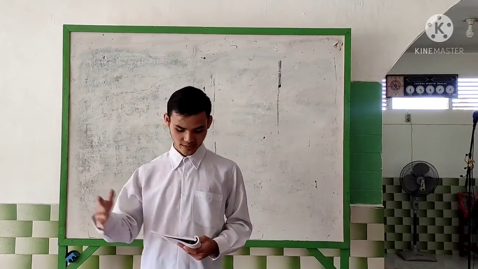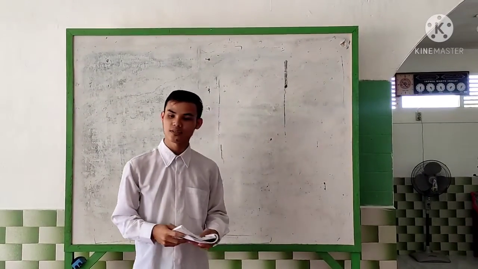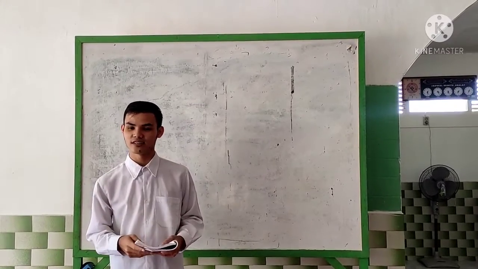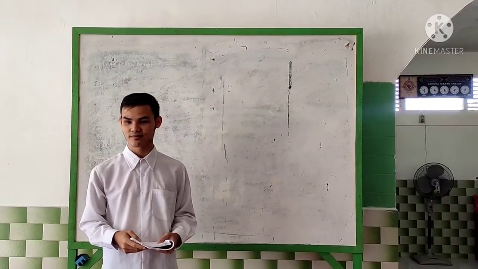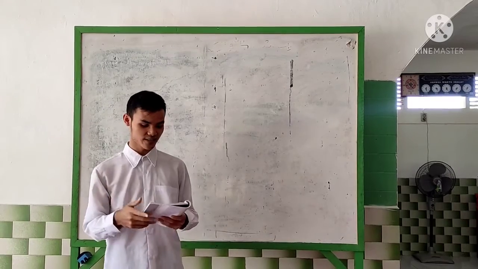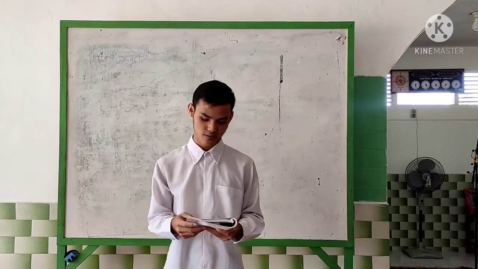Do you remember what we learned last week? Narrative text. Okay. Julia, do you remember what the definition of narrative text is? The text that describes something. Nice. Okay, the text that describes something or someone.